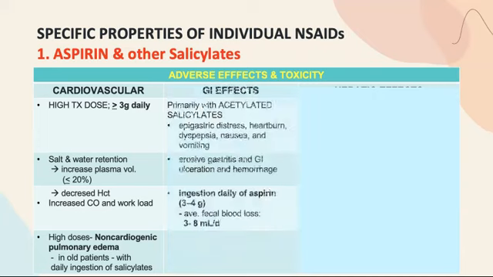period. Ingestion of salicylates may result in epigastric distress, heartburn, dyspepsia, nausea, and vomiting. Salicylates also may cause erosive gastritis and GI ulceration and hemorrhage. These effects occur primarily with acetylated salicylates because non-acetylated salicylates lack the ability to acetylate COX.